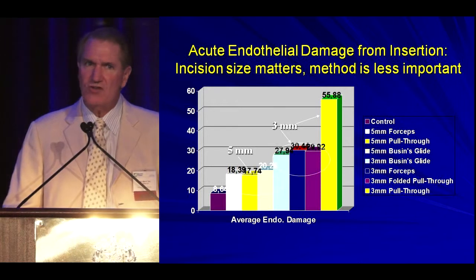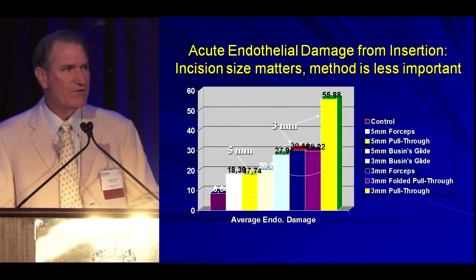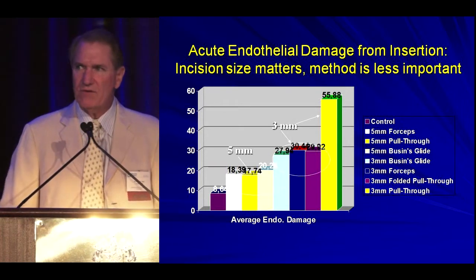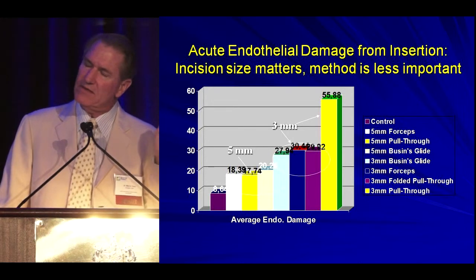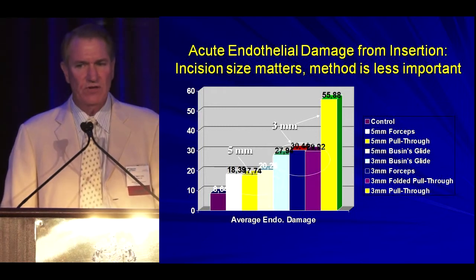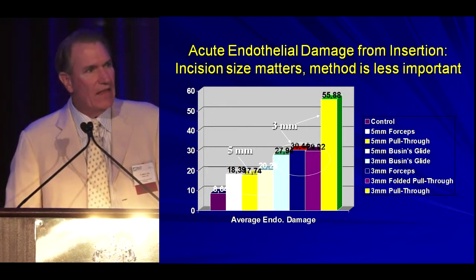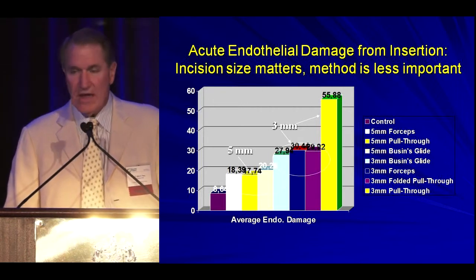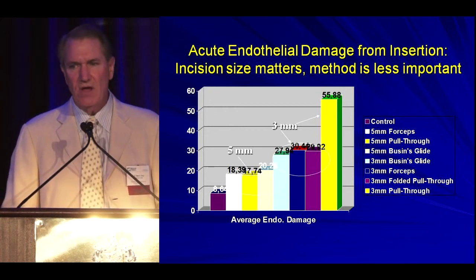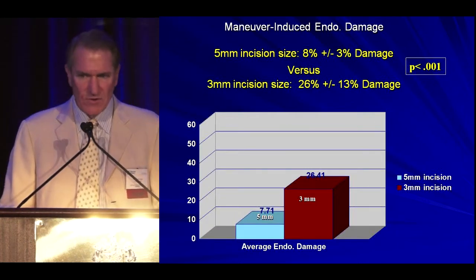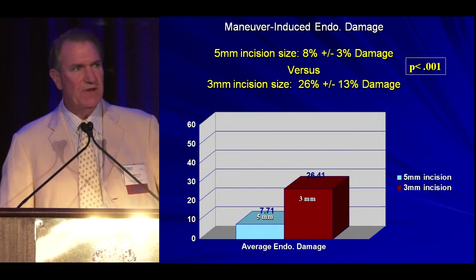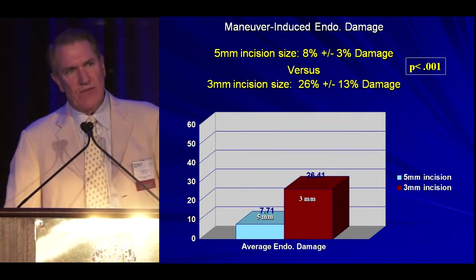The method of implantation is less important. It really doesn't matter whether you use a forceps or a suture pull through or a Busin glide. All that really matters is how much crush is occurring as that tissue passes through the incision. If you use a 5 millimeter incision, you have a statistically significantly less amount of damage than a 3 millimeter incision. Certainly the more you can lower the profile of that tissue going through the incision, the less damage you will have. And when you do the statistical analysis, it's highly statistically significant on this overall damage assessment in an eye bank eye.